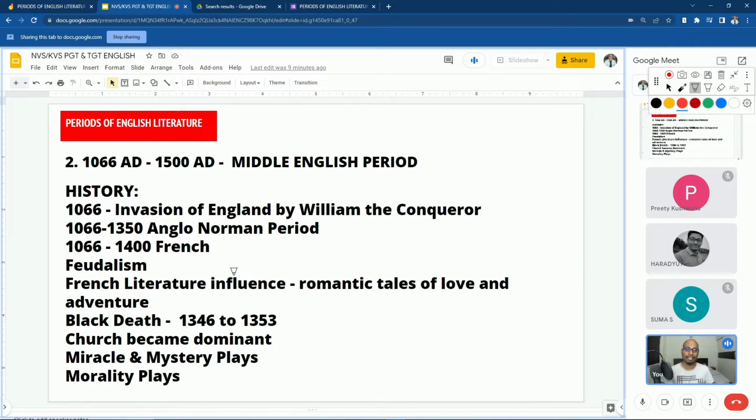Ghoshji, tell me, what are the ages and the sequence under the Renaissance? From the beginning, will I tell? No, only the Renaissance, the early modern period. The sequence of different ages under the Renaissance. Starting with Elizabethan age. Elizabethan age, then Caroline age.